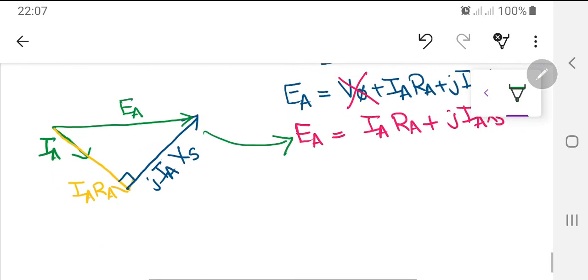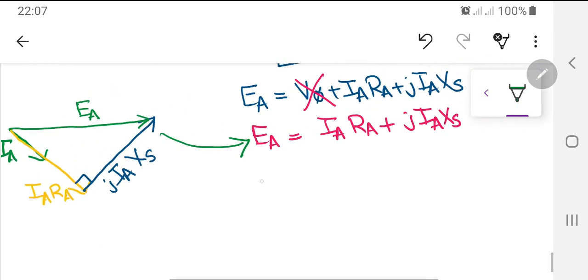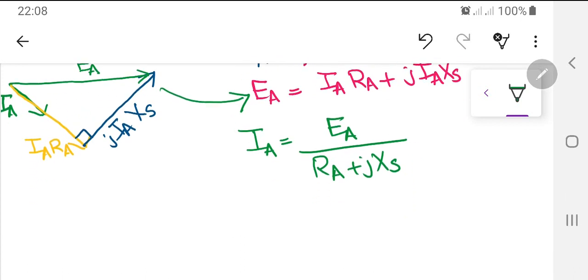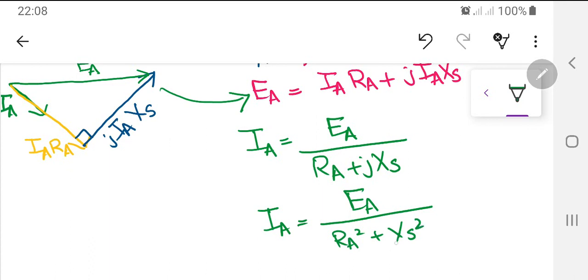Now the interesting thing over here is this, that you can find out your IA very simply mathematically over here. This will be equal to EA divided by RA plus JXS. Now this will be in the complex form or the polar form over here. So if I just want the magnitude of it, this will be equal to IA equals EA over the square root of RA square plus XS square. So this is very important over here, that IA is equal to EA divided by the square root of RA square plus XS square.